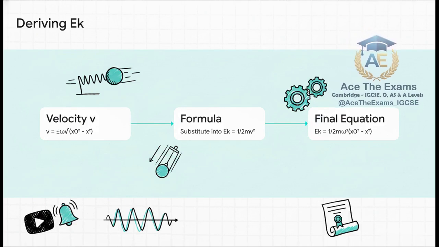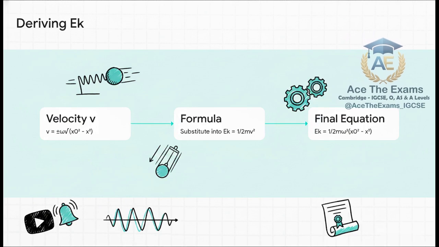Notice how the math tells a story. When displacement x equals the amplitude x naught, the term becomes zero, meaning kinetic energy is zero at the edges.